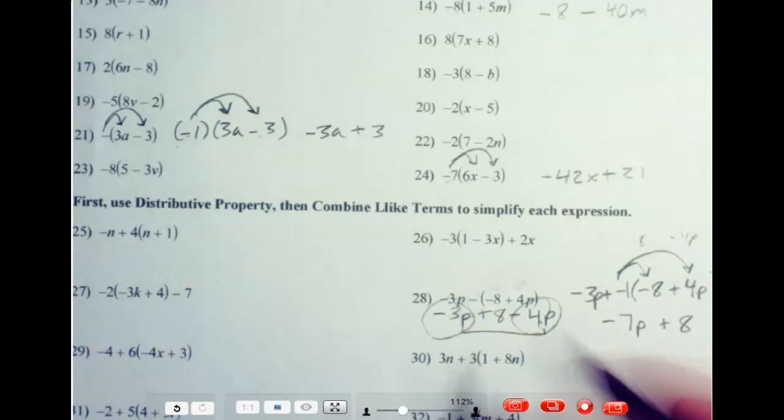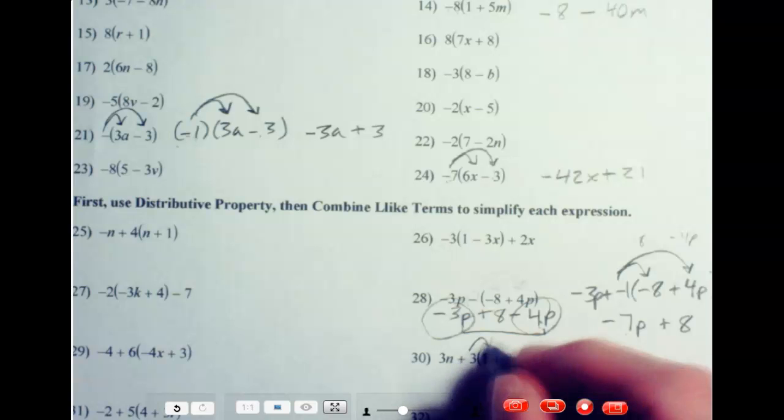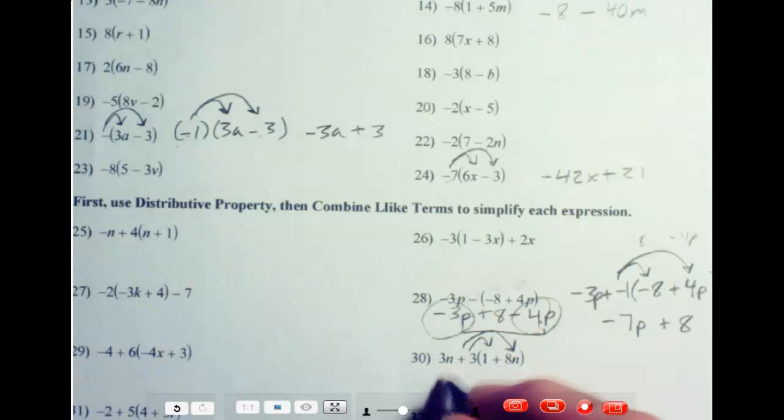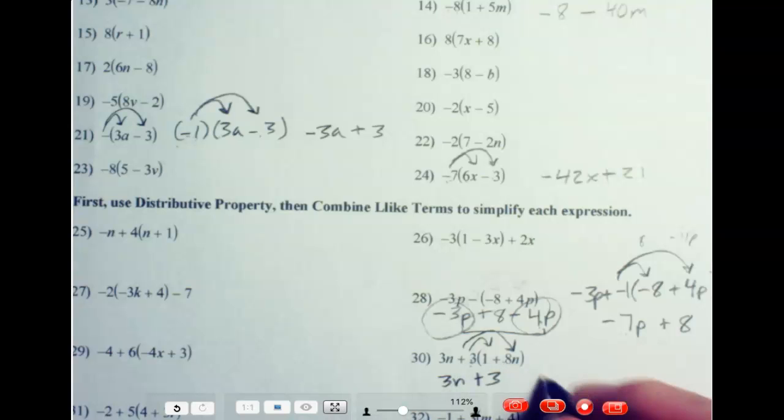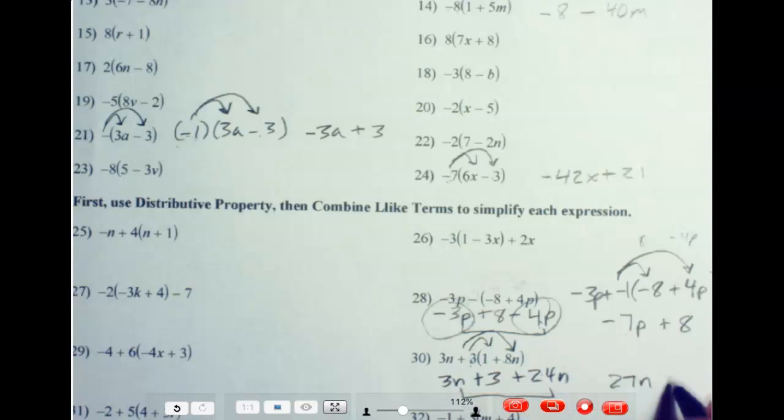Do the one right down below it. So we've got the 3n, that's not going to change. And we've got 3 times 1, that's 3. It's a positive times a positive, so it's a plus 3. And we have 3 times 8, which is 24. There's an n attached, and it's a positive times a positive, so that's a plus 24n. So I can combine the n's to get 27n plus 3. All right. Good luck, folks.